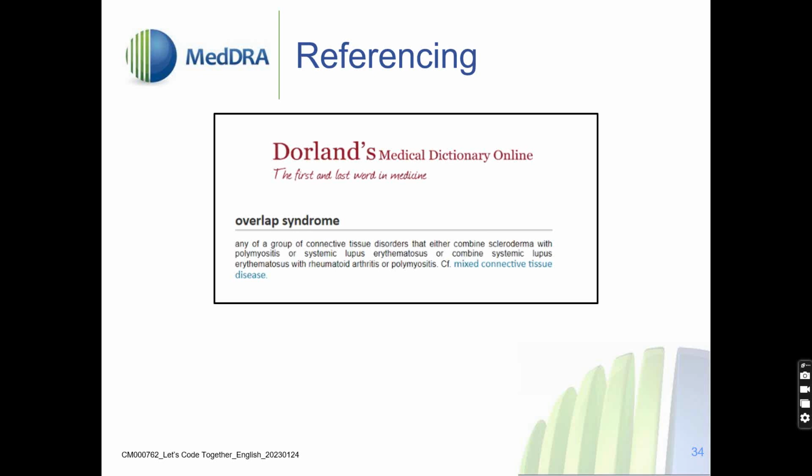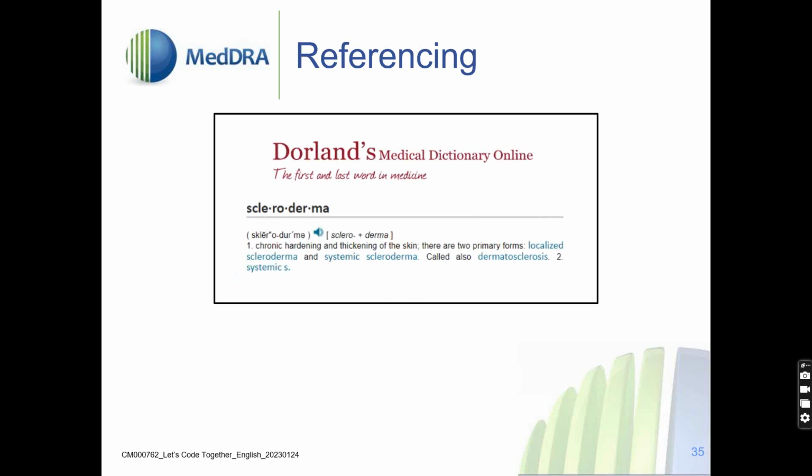Overlap syndrome is any of a group of connective tissue disorders that combine either scleroderma with polymyositis or systemic lupus erythematosus, or combine systemic lupus erythematosus with rheumatoid arthritis or polymyositis. So there it's comparing it with mixed connective tissue disease, but actually it doesn't list rheumatoid arthritis among that. So the main thing I take away from that is it's a combination of two connective tissue disorders.